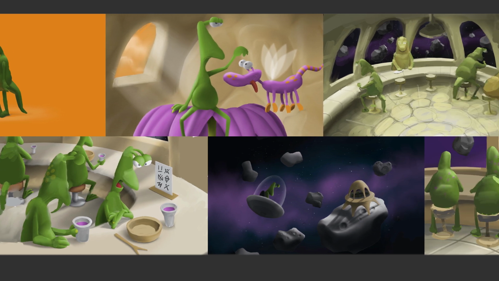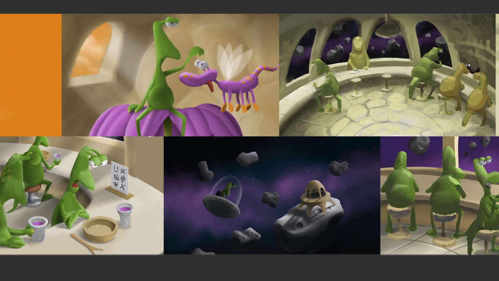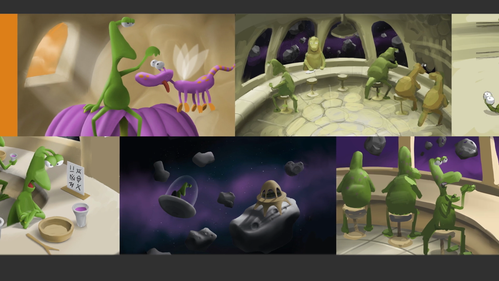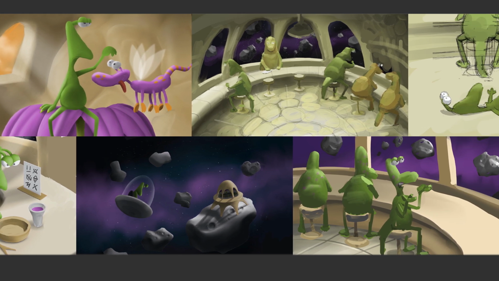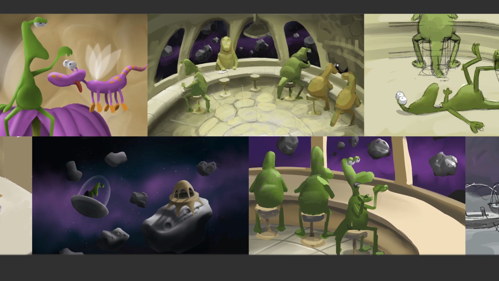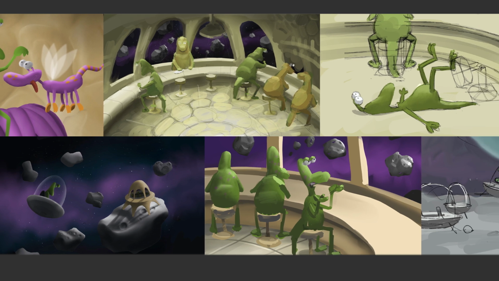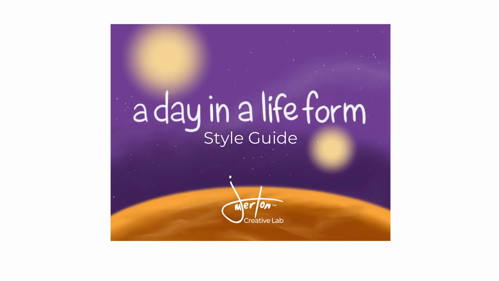Now, as I looked at all the variety of images and videos that made up the initial rough edit, I realized the style and the look of the characters had changed and evolved over time. And I saw a need to create a way to make sure that they were consistent. To solve this, I created a style guide.